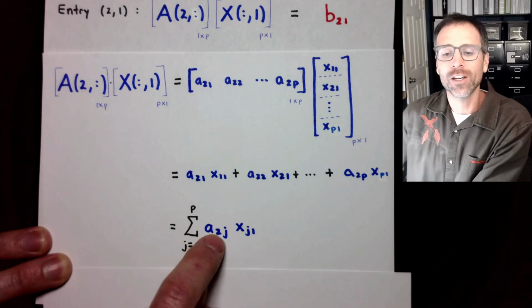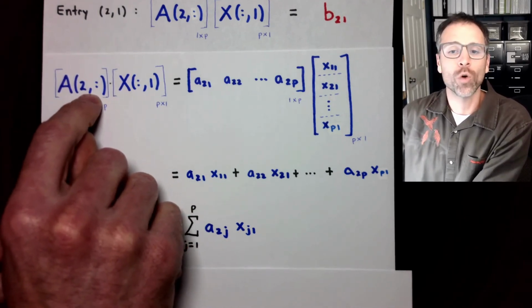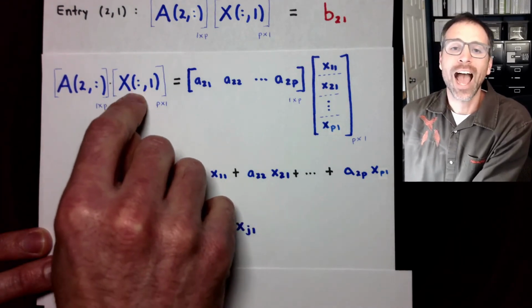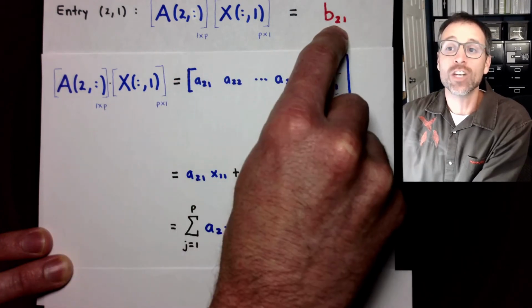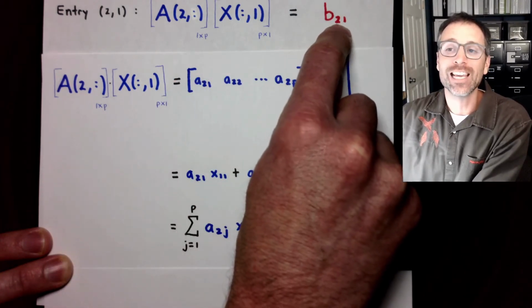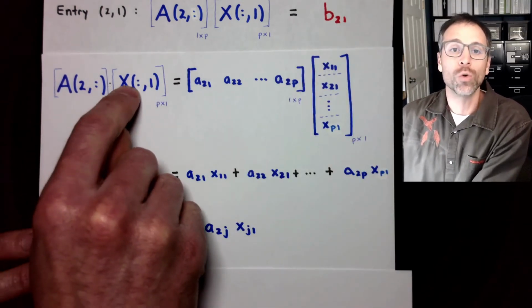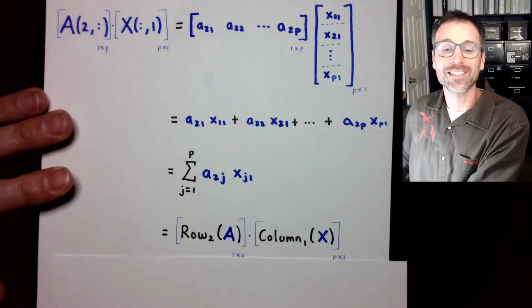And then notice here that the reason that number is 2 had to do with the fact that I was looking at row 2 of A. The reason that this number over here on the entries of X is 1 had to do with the fact that I was looking at column 1 of X. It is no coincidence that this is entry B21. It's in row 2, column 1, row 2, column 1, row 2, column 1. Let's go ahead and produce this. This is really nice, right?